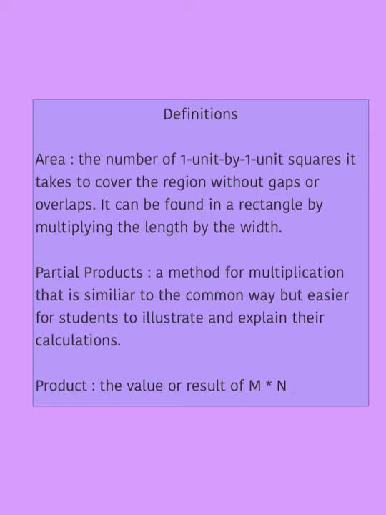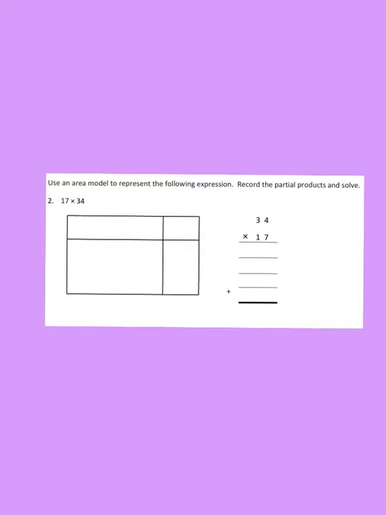Partial products: a method for multiplication that is similar to the common way but much easier for students to illustrate and explain their calculations. The partial products method is what we'll be using later to answer our questions. And finally, a product. This is the value or result of m times n, and m and n are just numbers. Here's our first problem.